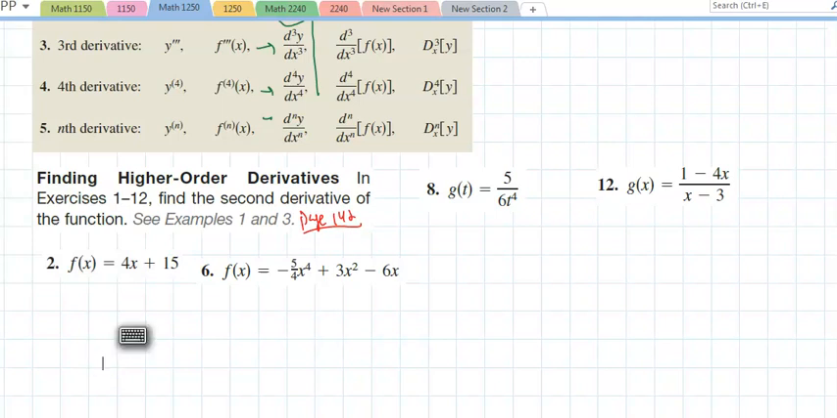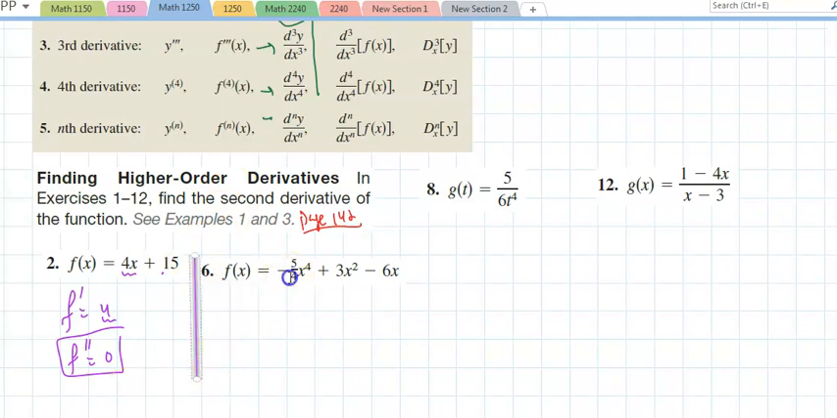Find the second derivative. It's fairly simple for polynomials. If I take a derivative, that's 4 plus 0, so it's 4. And for the second derivative, the derivative of a constant is 0. Done.